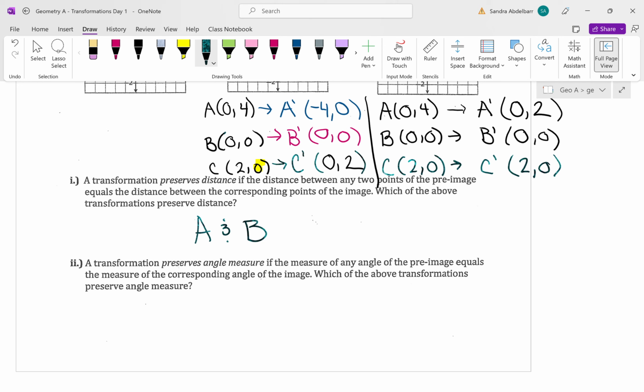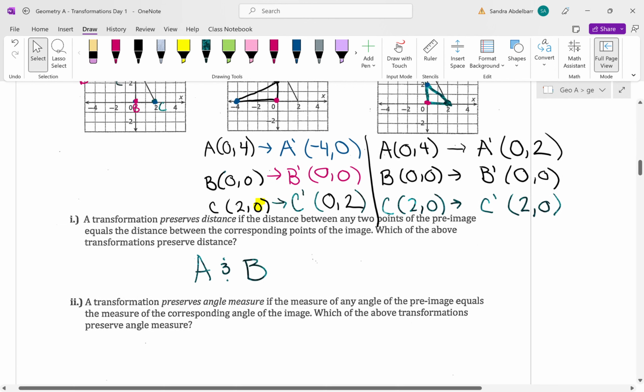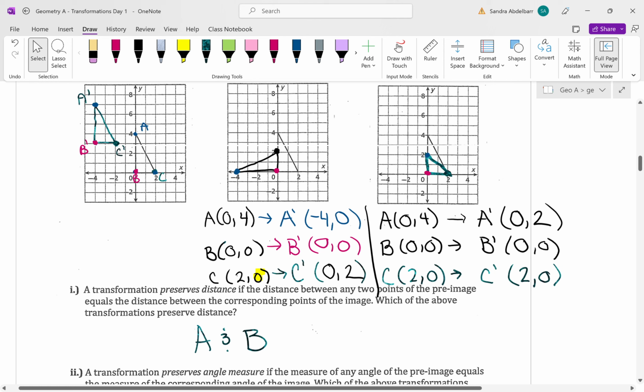A transformation preserves the angle measure if the measure of any angle of the pre-image equals the measure of the corresponding angle of the image. Which of the above transformations preserve the angle measures? Only one does not preserve the angle measure. Which one? C. Why does C not preserve the angle measure? Because we know the right angle by the origin is still a right angle by the origin.